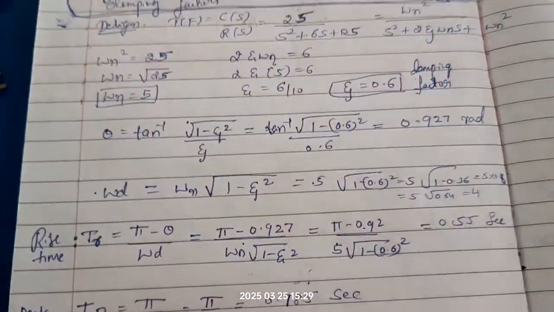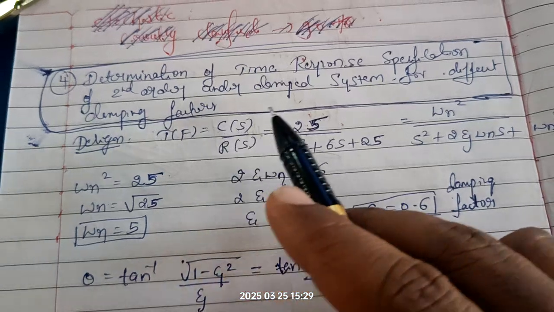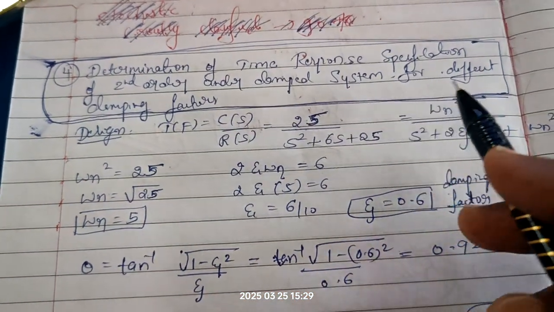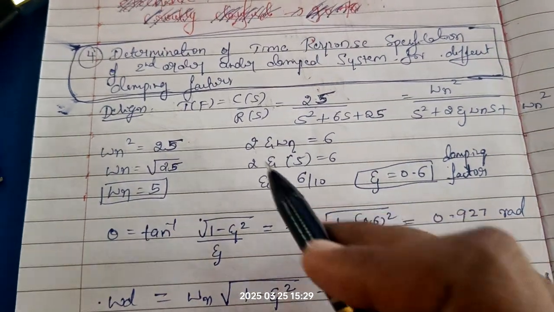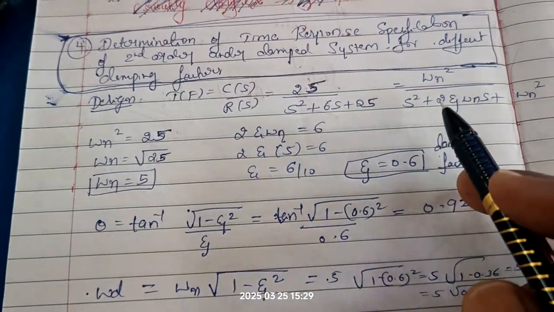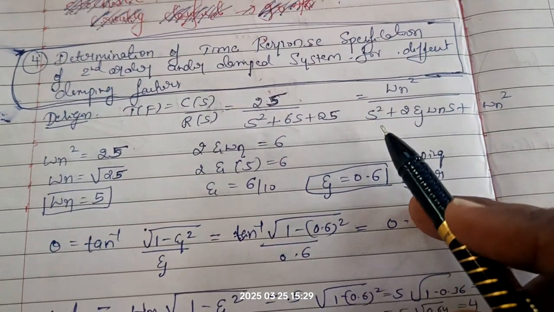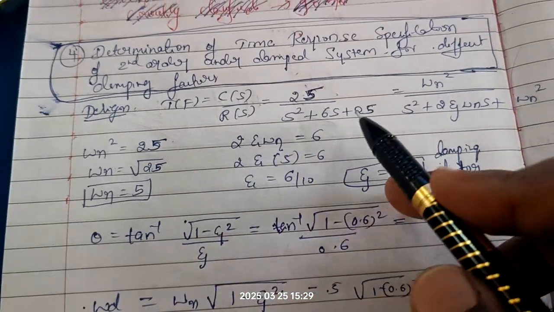Okay, today we are going to see the determination of the time response specifications of the second order underdamped system for different damping factors. For this, we will first see a damping factor of 0.6. The transfer function is given as 25 divided by s square plus 6s plus 25. The standard format is omega n square divided by s square plus 2 zeta omega n s plus omega n square. So compare these two.